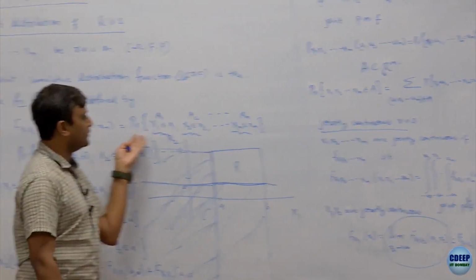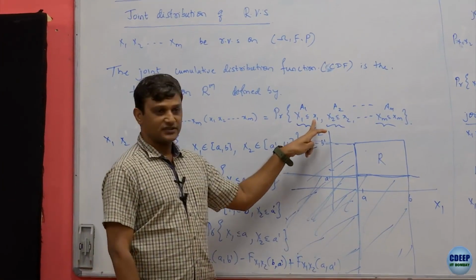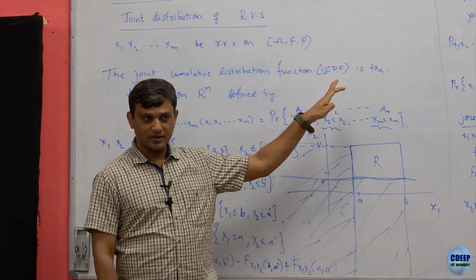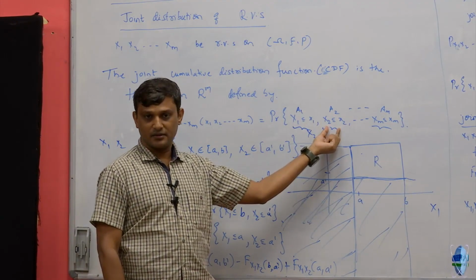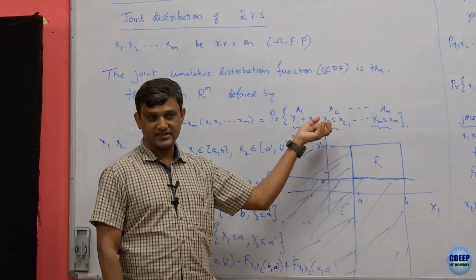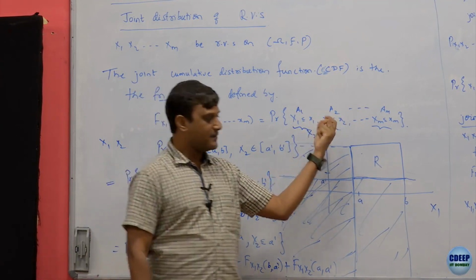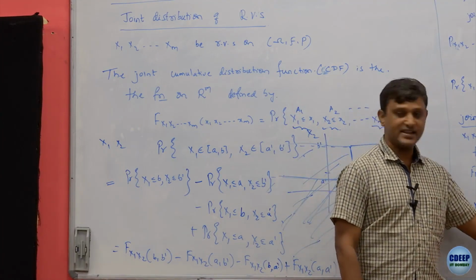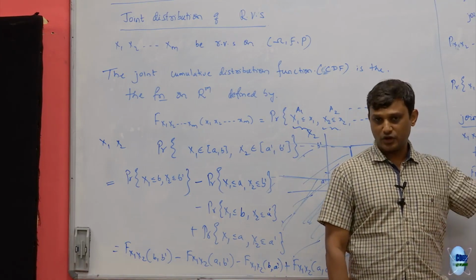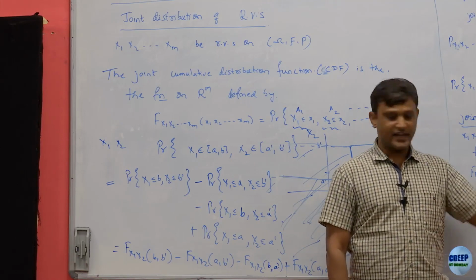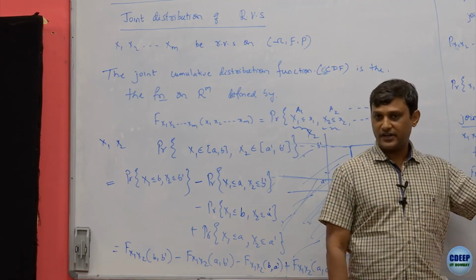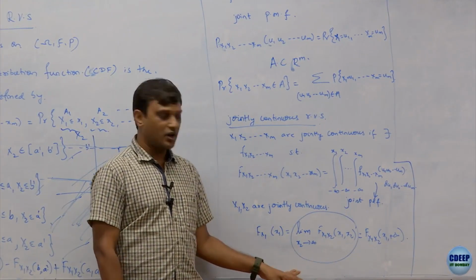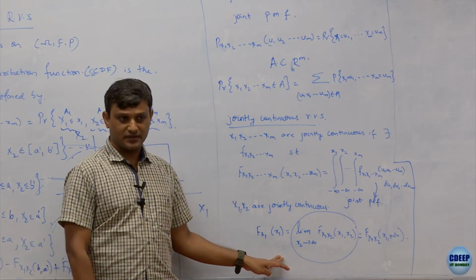Why is that? Just look at this. I have fixed x1, but I am letting x2 go to infinity, making x2 larger and larger. That means I am relaxing this event, so this probability has to increase as I increase x2. So, in x2 this function should be monotonically increasing. The other way also works: if I hold x2 fixed and let x1 go to infinity, this should be monotonically increasing. And that limit we are going to call f of x1 here.